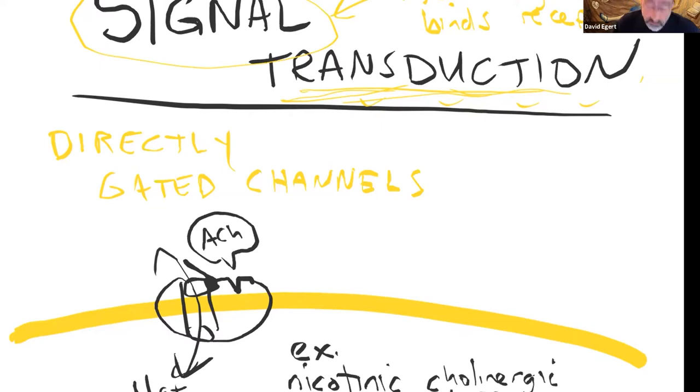There is just one big protein, and it has a docking site for acetylcholine. It also has a channel on it that lets cations through. And it's all one package, and it's all linked together. So when the acetylcholine binds the receptor, it opens up the channel and lets the sodium come into the cell.